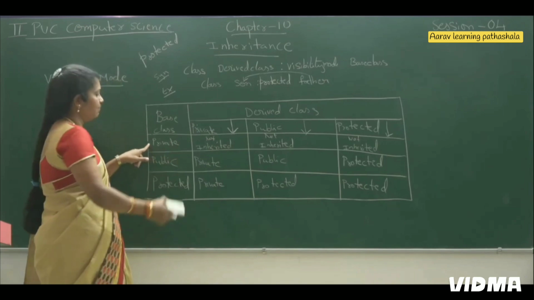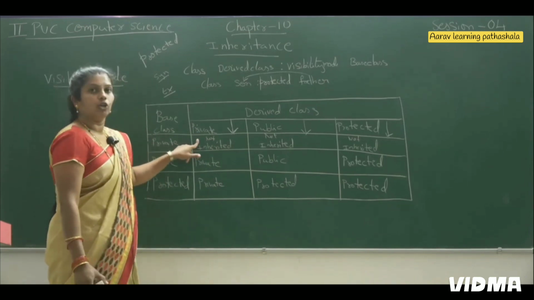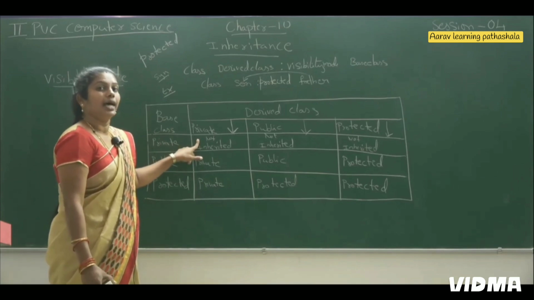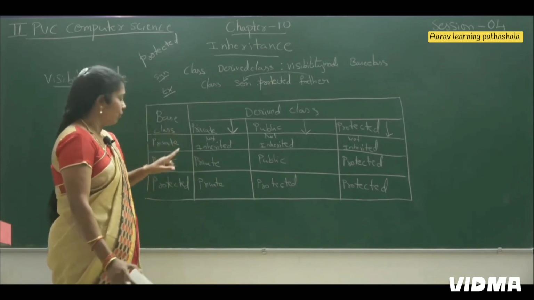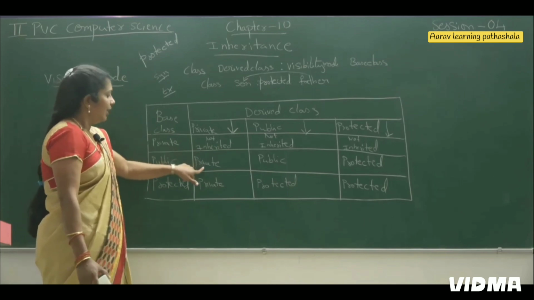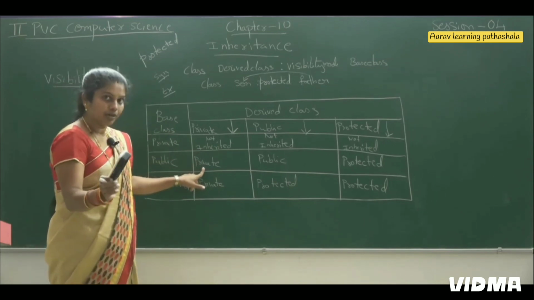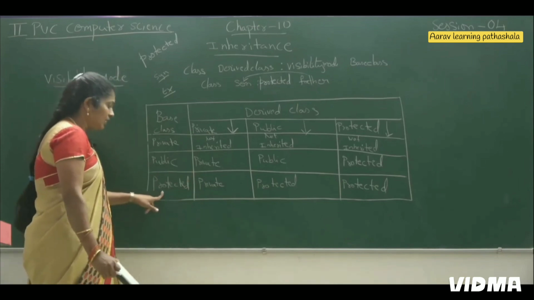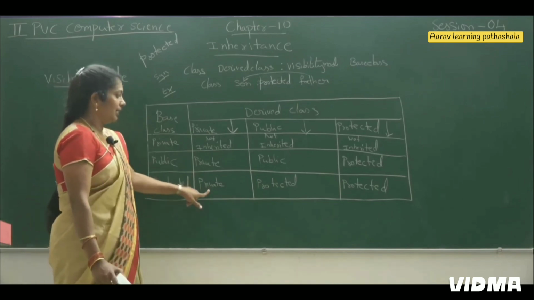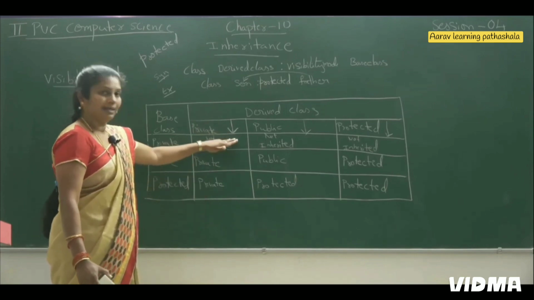Especially in private inheritance, if the base class members are private, then they cannot be inherited in the derived class. That is the first point. Second point, if the base class members are public, then in the derived class they become private. That is the second point. Third point, if the base class members are protected, then in the derived class they become private. Third point for private inheritance.